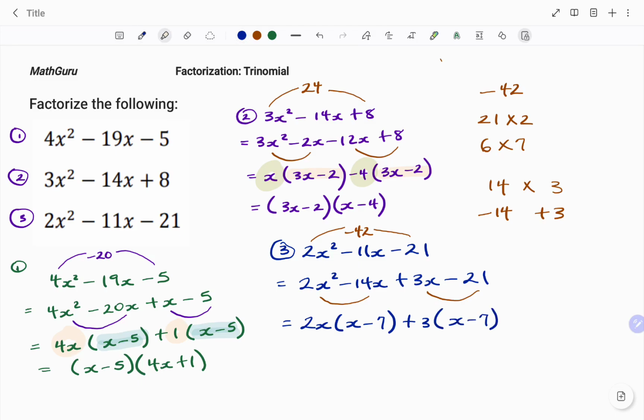So therefore, if you look at what I have, the common factor on either side, that's x minus 7. So I'm going to take that out, x minus 7. And then I'm left with 2x plus 3, which I'm going to put in the second bracket, 2x plus 3. And thus I've been able to factorize.